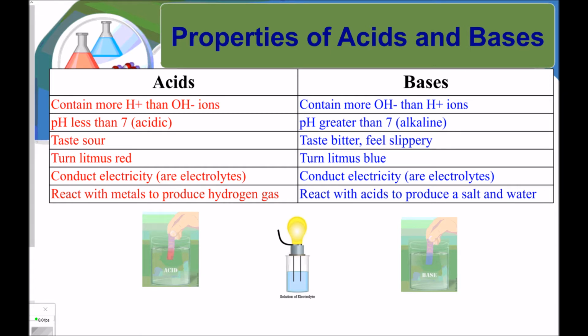They're going to conduct electricity, meaning they are electrolytes. And they're going to react with metals to produce hydrogen gas, and you'll see that in the form of bubbles being produced. On the right side, we have our bases. They're going to contain more hydroxide ions than hydrogen ions. They have a pH of greater than 7 and are alkaline.